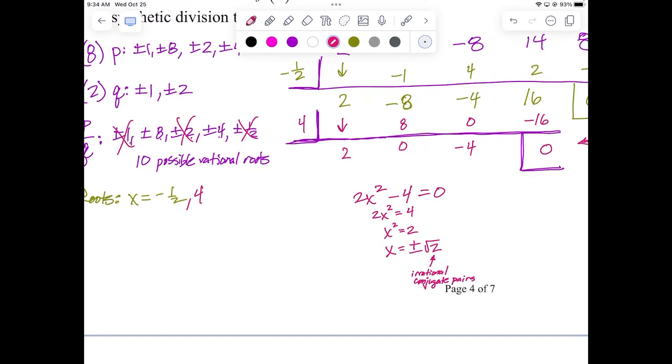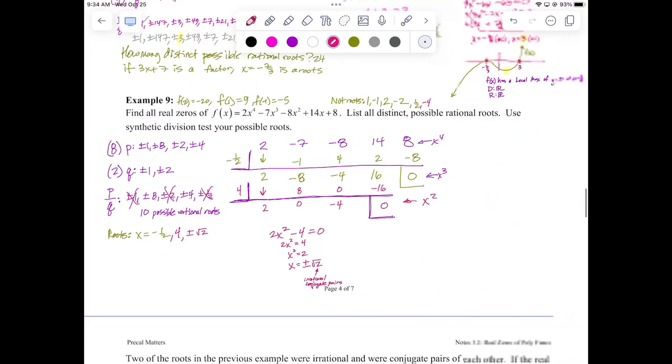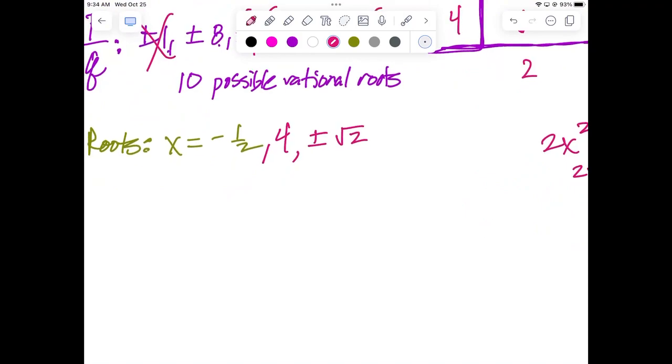They were irrational. So if I list all 4 of my roots, I get negative 1/2, 4, and then I get the conjugate irrational pair plus or minus the square root of 2. Conjugate pair. 0 plus the square root of 2, 0 minus the square root of 2. Wow, wasn't that fun? Now, if I wanted to sketch the graph, let's go ahead and sketch the graph.